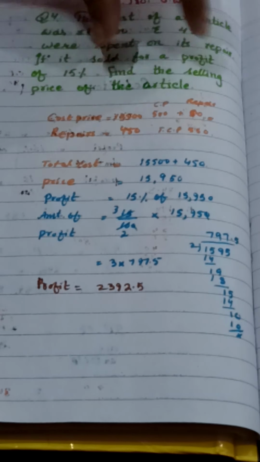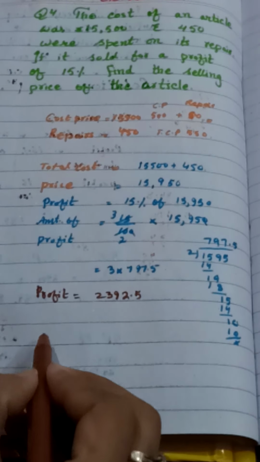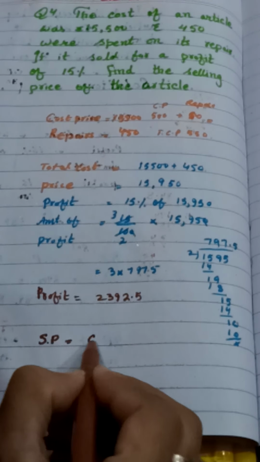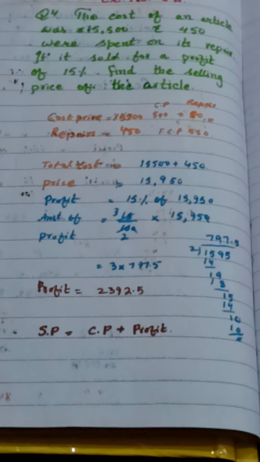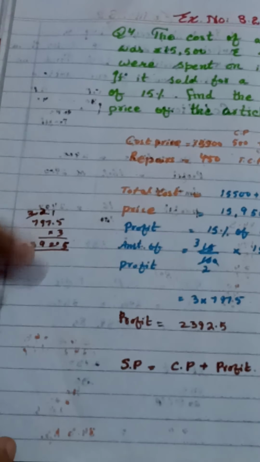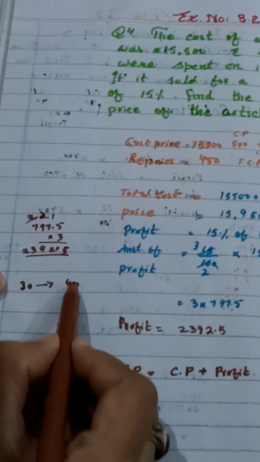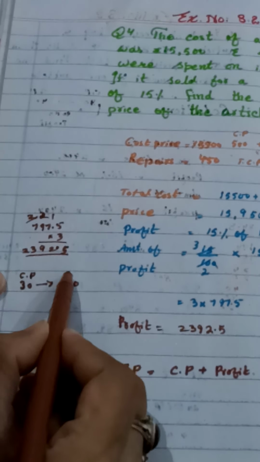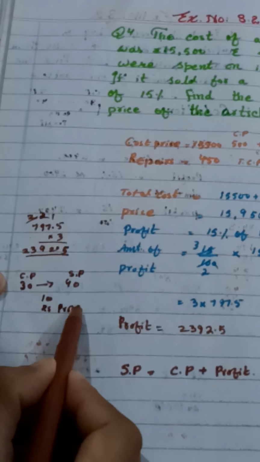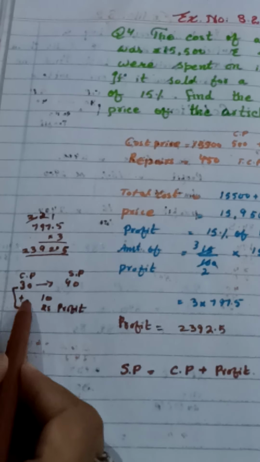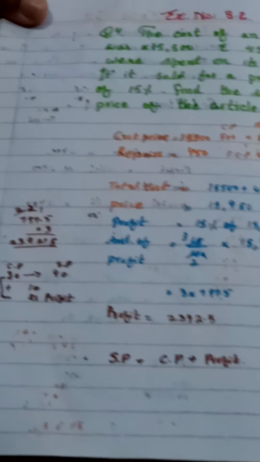Well students, now find the selling price. In the previous class I told you that selling price is equal to cost price plus profit. Suppose for example, we purchased a pen at 30 rupees and sold it for 40 rupees. So this is the cost price and this is the selling price. Profit 10 rupees. So cost price plus profit is equal to selling price.